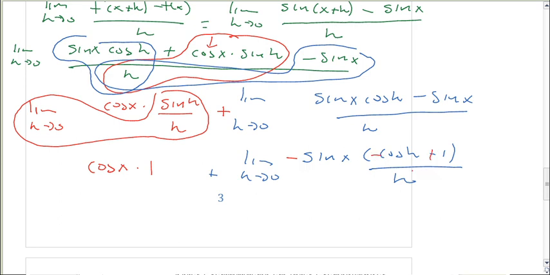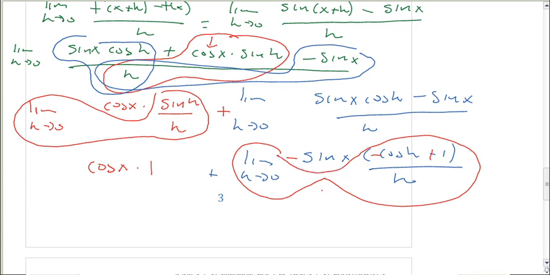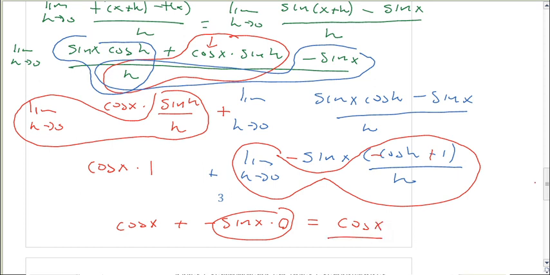Okay, now I have the formula. And remember, the formula for this is simply 0. So if I rewrite this, I get cosine x plus negative sine x times 0. So that just makes 0. And I'm left with the first derivative of sine x is cosine x. Wow, I'm proud of you guys. That was a tough one.